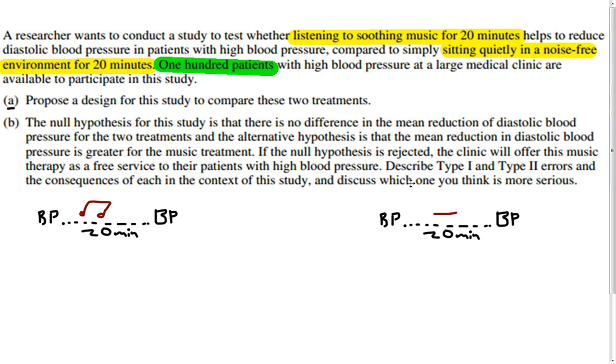Another way you could do this is to block your group. You have 100 patients. You might want to block them, let's say, by their blood pressure. So since there's two treatments, you would make blocks of two. And you would take the two people with the highest blood pressure, and you would put them into a block. And then you do the same thing with the next two highest, and so forth until you used up all 100 people. And you would randomly assign one of them to the music treatment and randomly assign the other to the silence treatment between their readings.